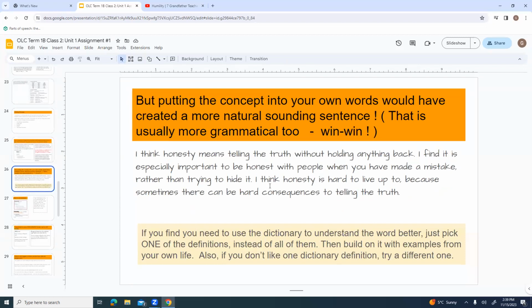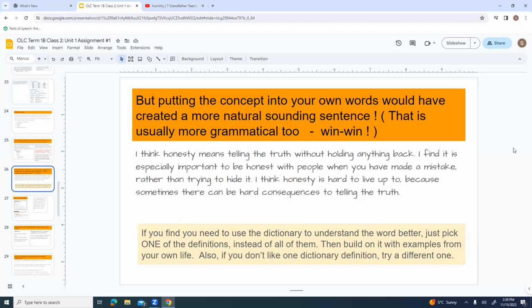Okay, so putting the concept into your own words would have created a more natural sounding sentence, and that usually will be more grammatical too, so a win-win. For example, I might say, I think honesty means telling the truth without holding anything back. I find it is especially important to be honest with people when you have made a mistake rather than trying to hide it. I think honesty is hard to live up to because sometimes there can be hard consequences to telling the truth. So if you do need to use a dictionary because you're not sure what one of the words means, just pick one of the definitions, not all of them, and then build on that with examples.